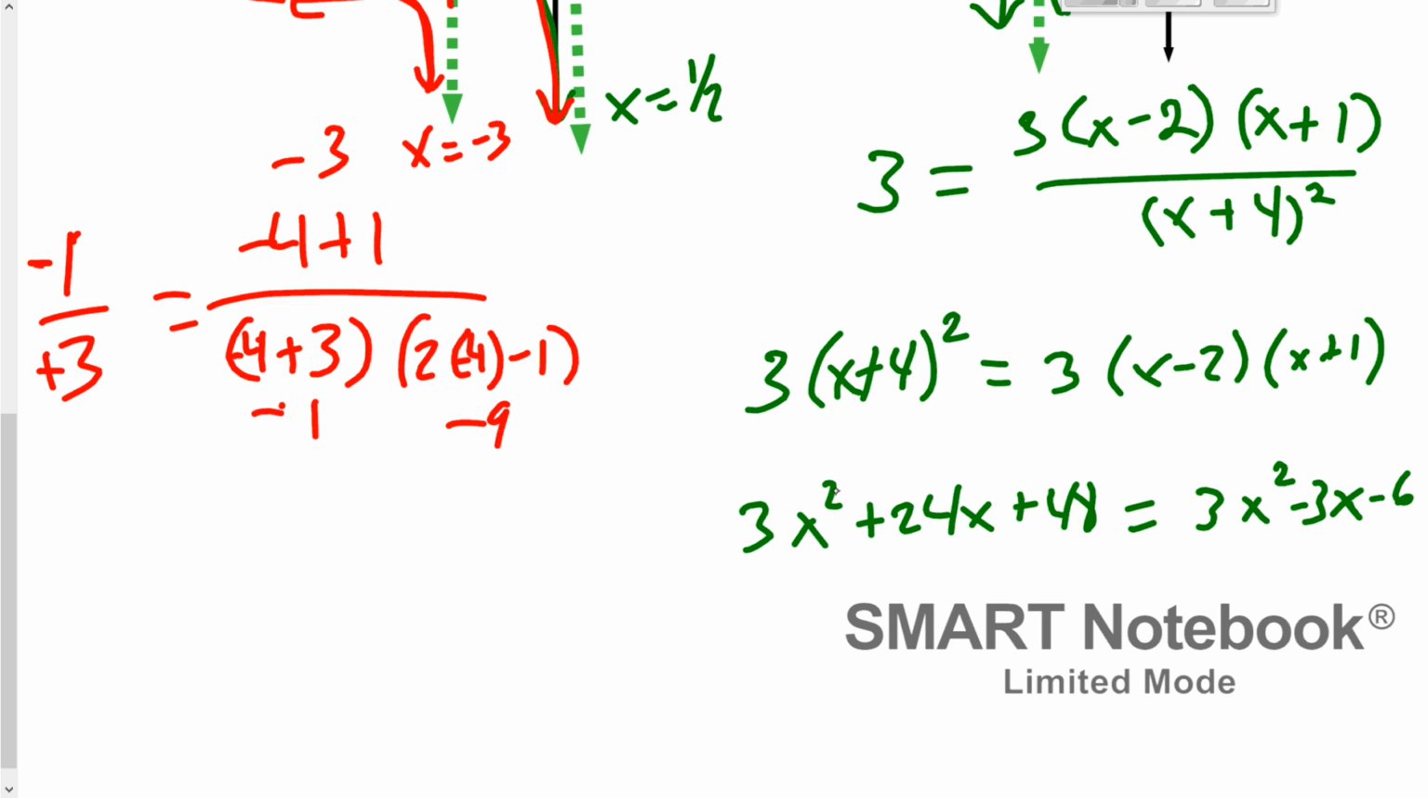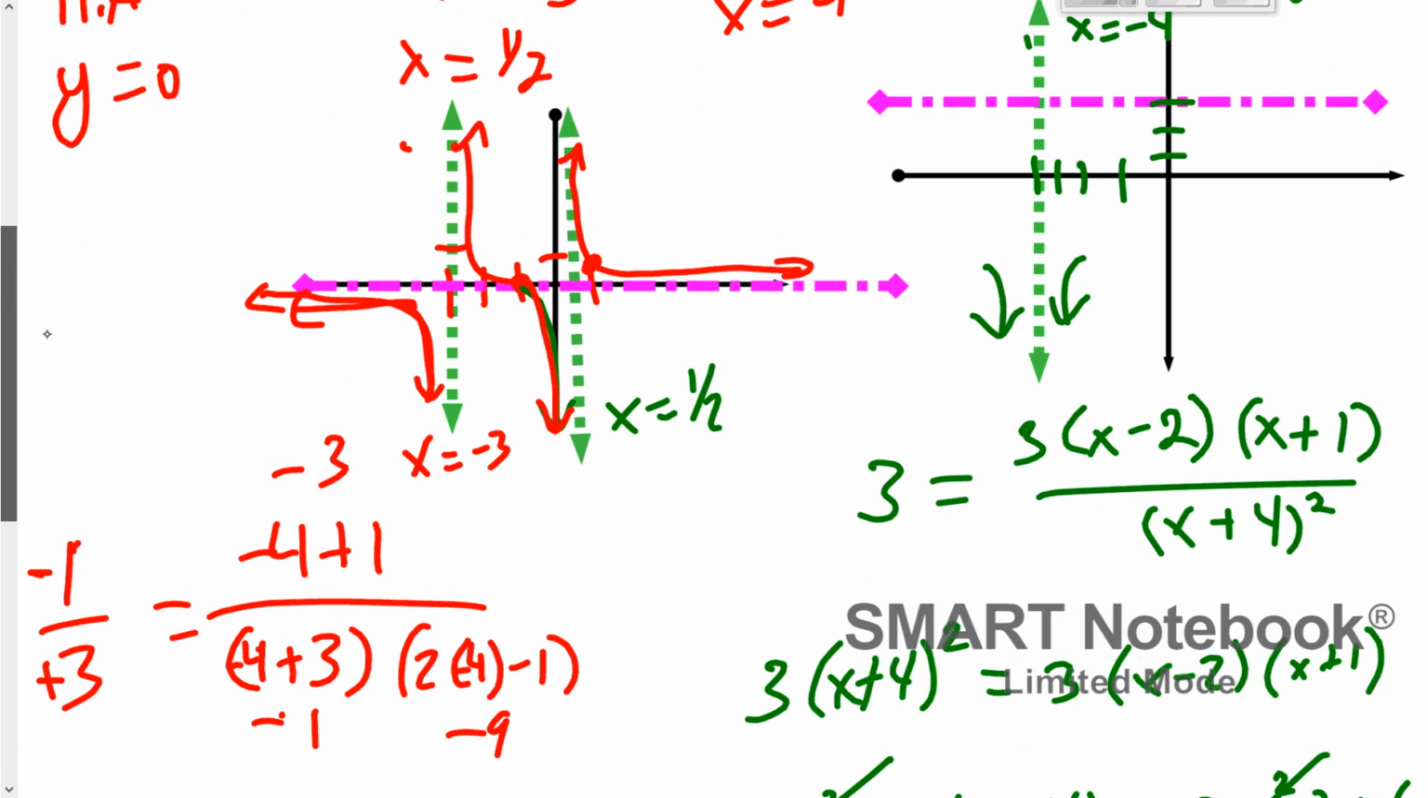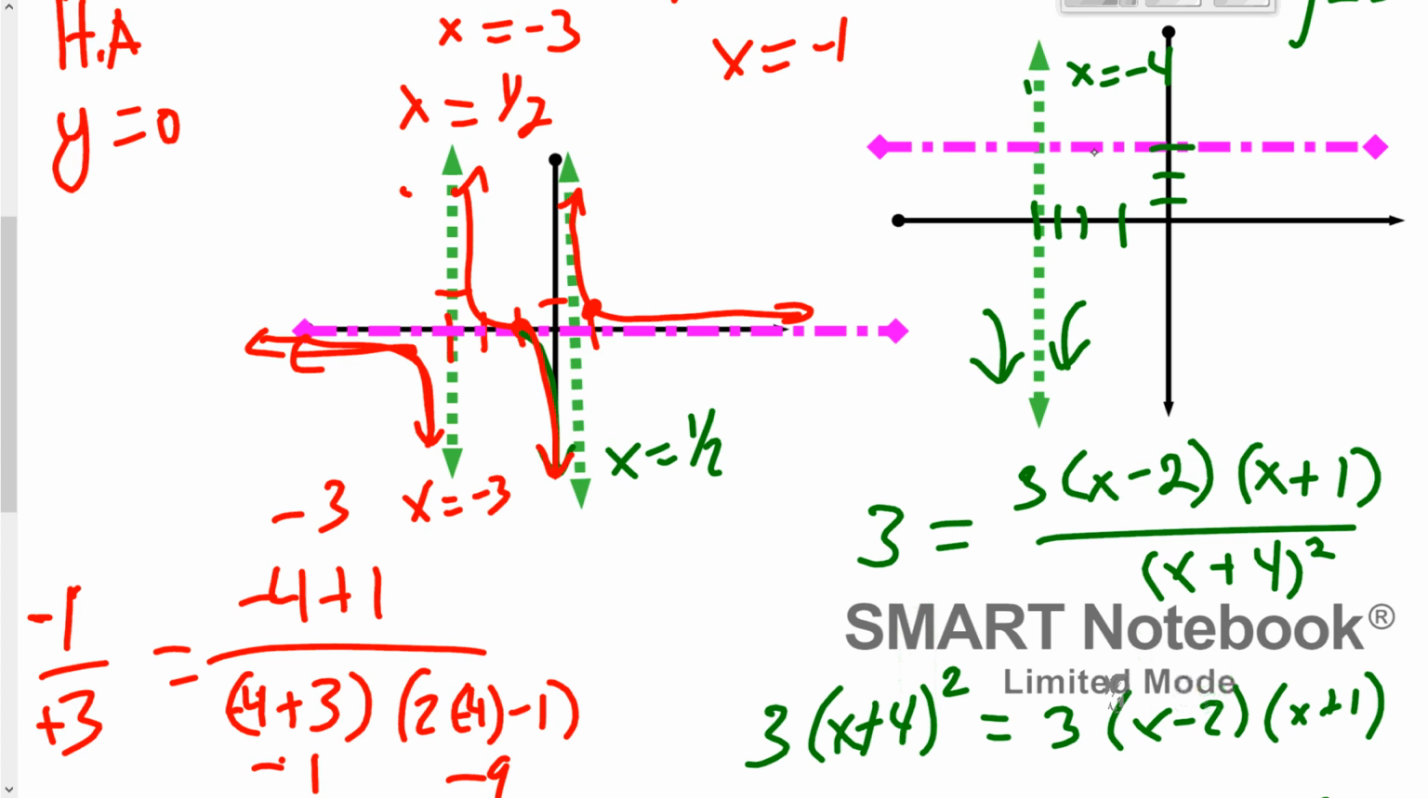Then our x squareds are going to cancel because we have them on both sides. We add 3x on both sides, so we get 27x, subtract 48 on both sides. We get 27x is equal to negative 54. Divide by 27, we get negative 2. So at x equals negative 2, it is going to cross. We are going to cross right here.